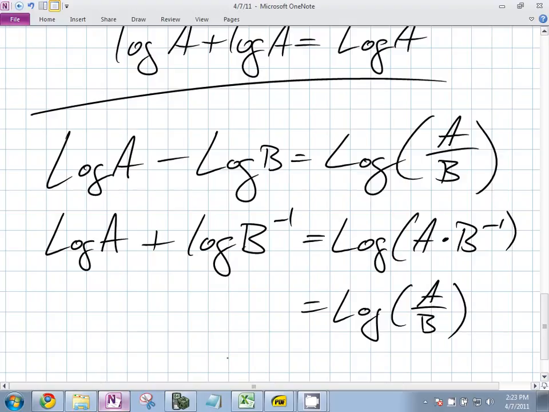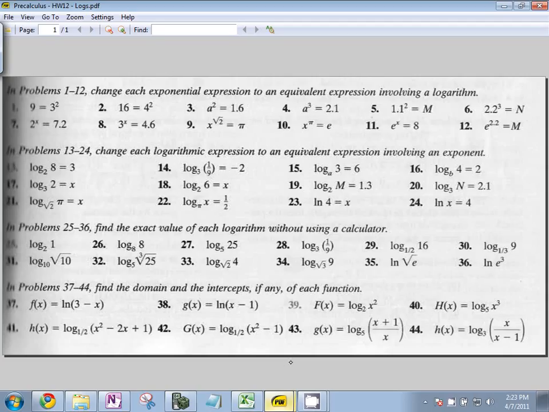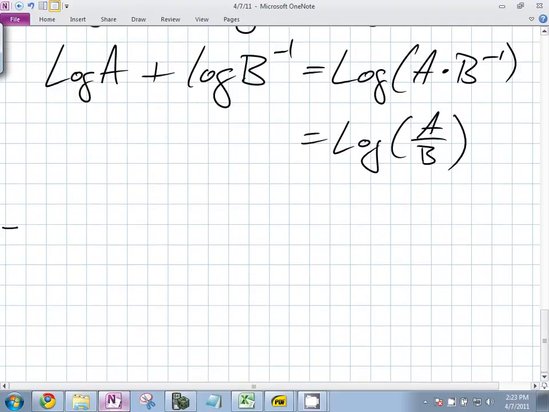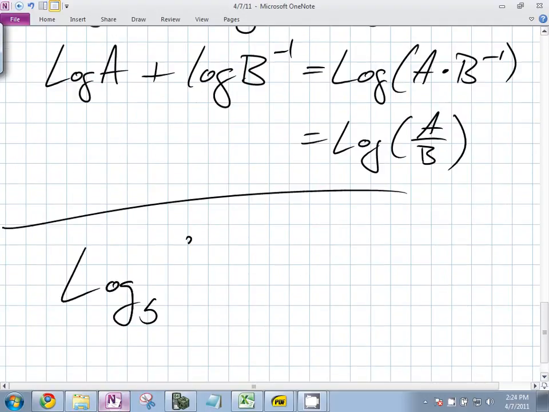Okay, let's just chat about the homework real quick here. On homework 12, was there anything that struck you as weird or challenging? Anything you want to ask about? 1 through 36. Any questions? 32? Yeah. 32 is log base 5 of the cube root of 25.